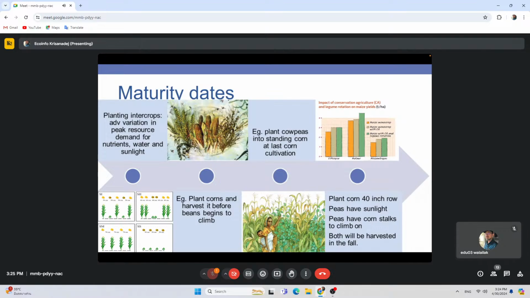They suggested planting the corn in a 40-inch row. The peas have enough sunlight to grow, but by the time the pea is growing up, they can climb the corn stalk and receive enough sunlight by the time the pea requires high sunlight. Okay, next slide please.